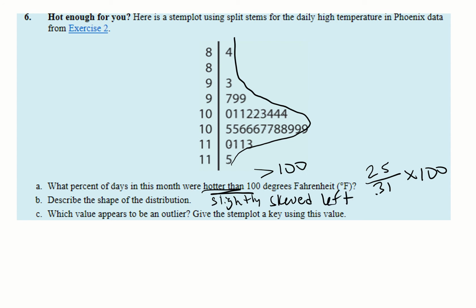Which value appears to be an outlier? So clearly the 84 appears to be an outlier in this example. And if it wasn't for that, we would have more of a symmetric distribution.